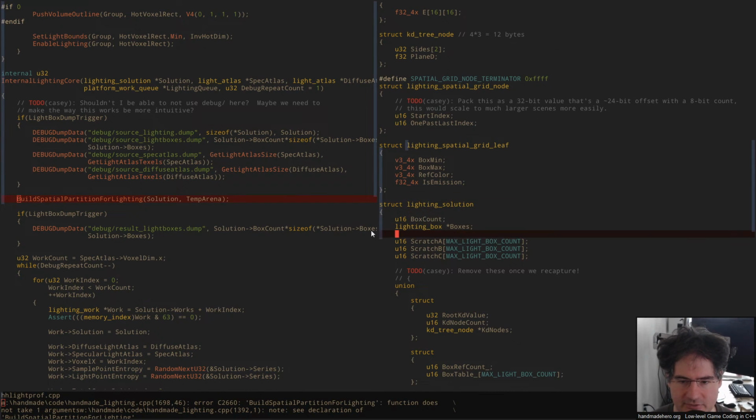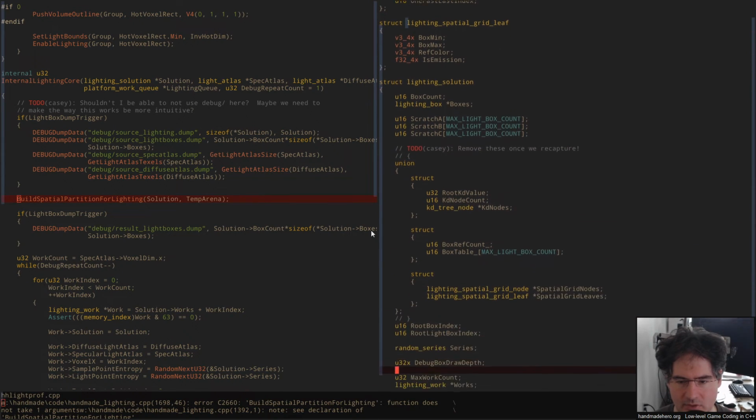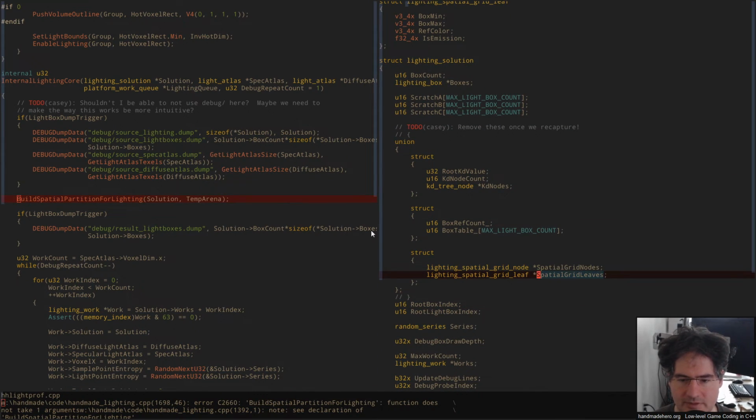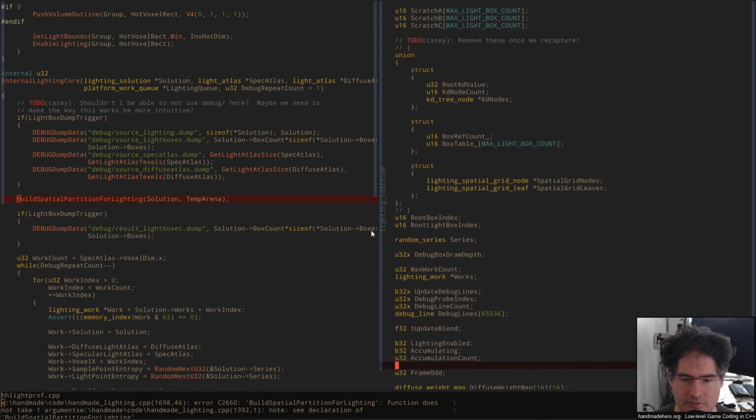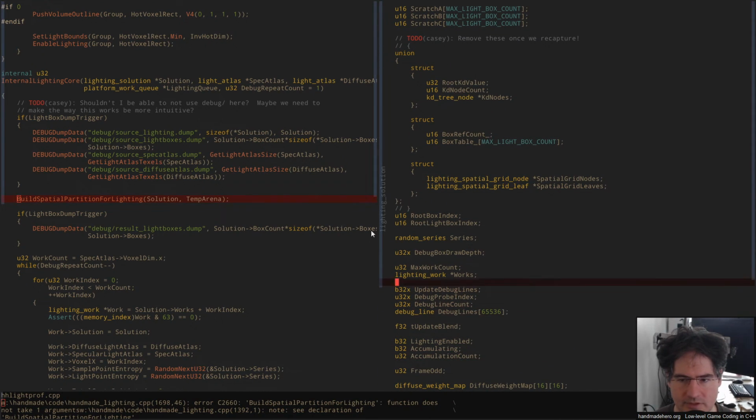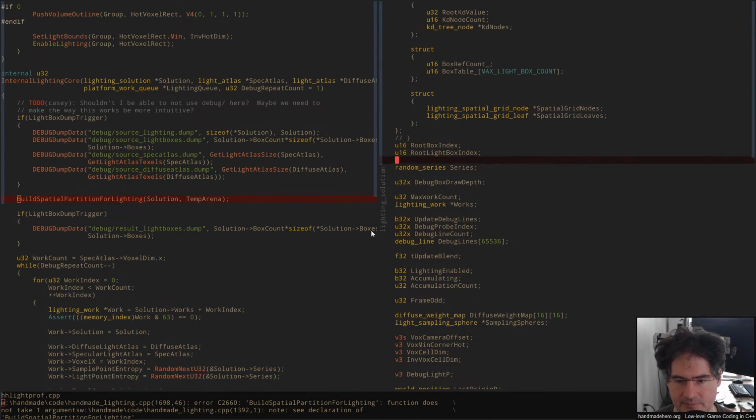So like these scratch arrays, all this stuff, this can all go away now. And like all these box tables, everything. So we'll just be left with these two. And really those things don't persist anyway. Those are things that are only necessary across one frame. So what we can do there is, even debug lines, all this stuff is really not necessary to keep in here.